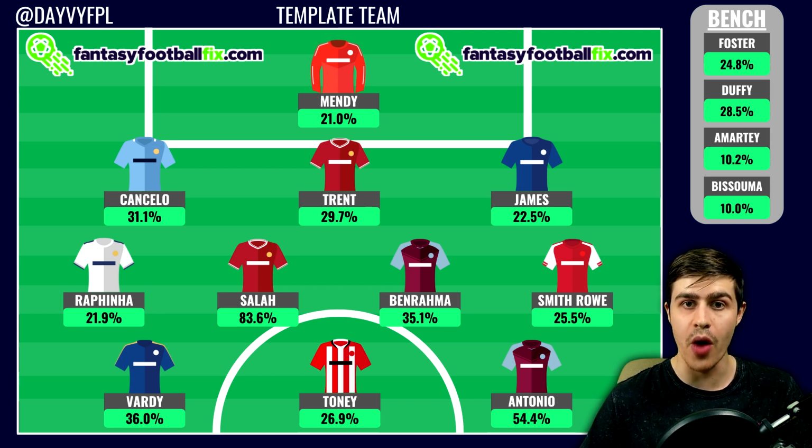So right now, I think that Bowen might be the better midfielder to go for if you guys do want to bring a West Ham midfielder in, as I just think that he's looking slightly better than his counterpart Benrahma. But still quite a high ownership there.